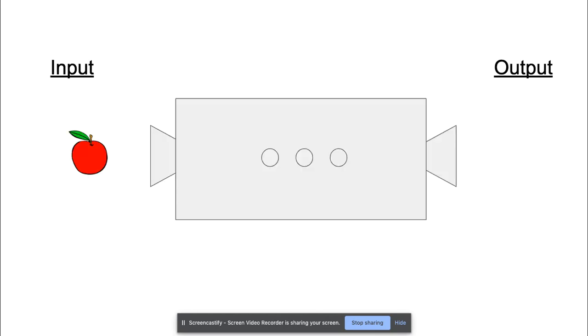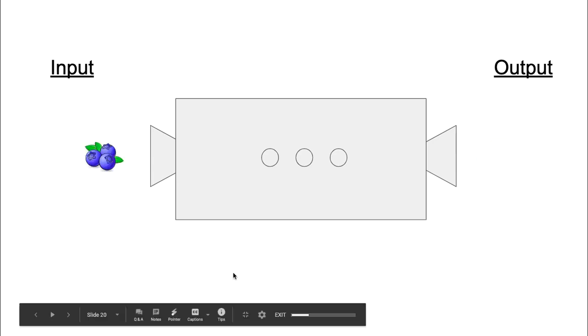So let's take, for instance, a bakery. Let's pretend this big machine is some type of function. And when I put something in, I should be able to get something specific out. So our input is going to be this apple. Let's put the apple through the machine and see what we get out. We get out apple pie.